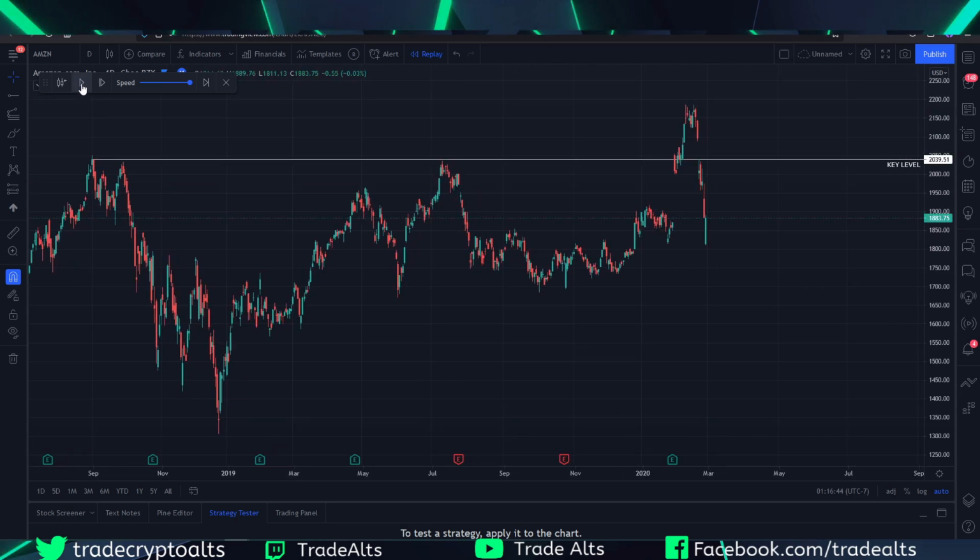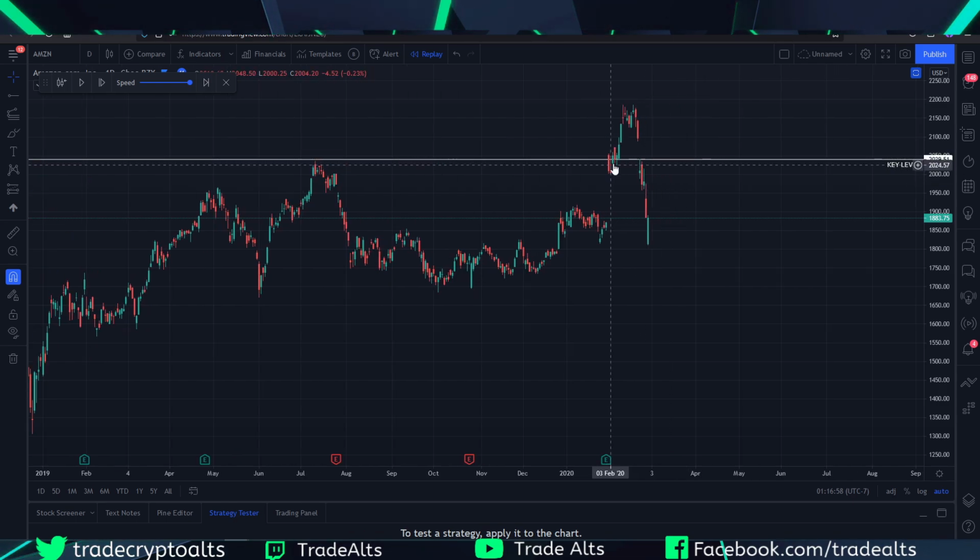All right, so now we got some crazy stuff going on. Essentially what happened here was you had a gap. So you had a big gap up, right? If you look at this level, you pushed above this resistance level. So now it's support.